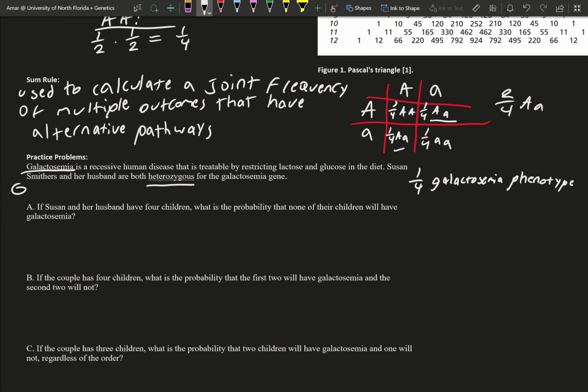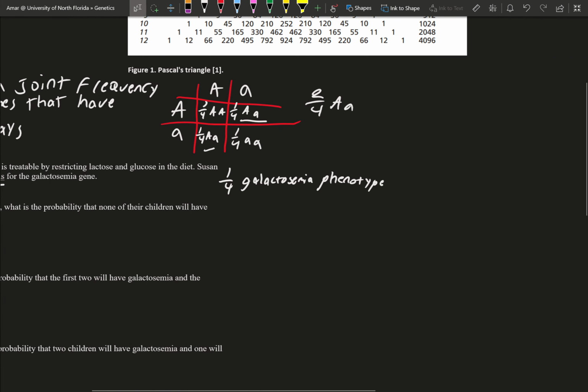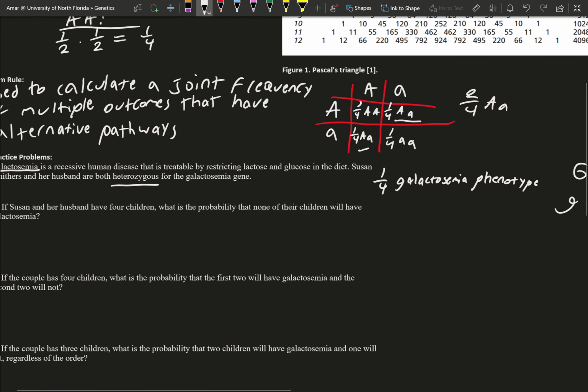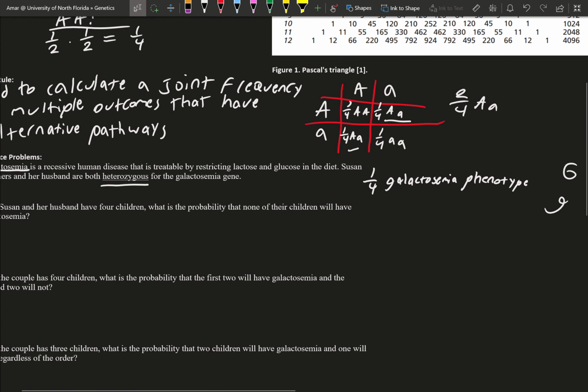In other words, their genotypes are, let's say, the mother is big G, little g, and the dad is big G, little g. You would have a 1/4 chance to get little g, which is what we're looking for. Okay? And then you'll also have a 3/4 chance to get an individual that is normal in phenotype. Okay.